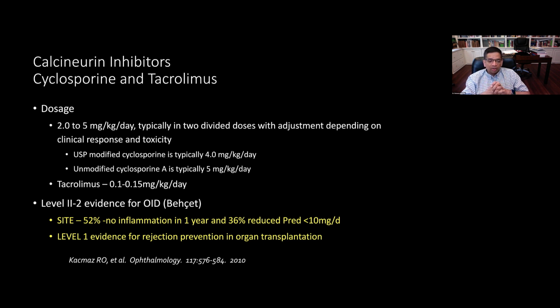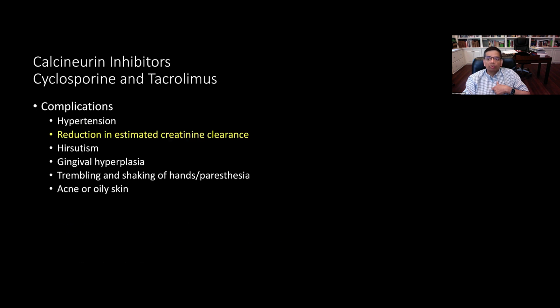There is modest efficacy and good level 1 evidence of its use in organ transplantation. The SITE data is good level 2 evidence to suggest that at 1 year, more than half the patients do have no inflammation on this agent. It is difficult to wean patients off of cyclosporin. It's almost as dose-dependent in long-term use as prednisone is. So that's another reason I don't like to use it.